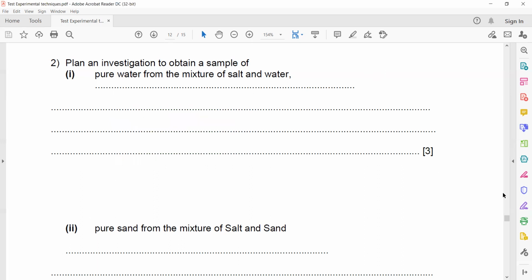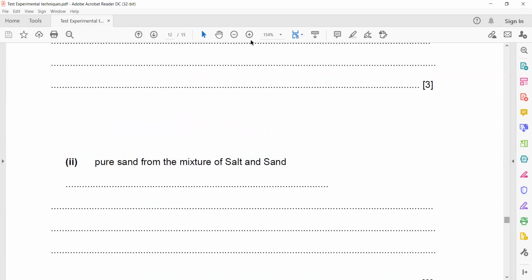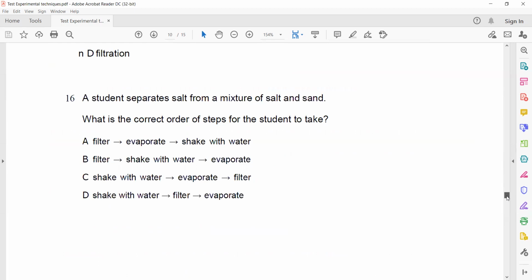Pure sand from a mixture of salt and sand. So this is the same as the MCQ, the last one, MCQ 16 was there. As you can see, we have a mixture of salt and sand. So what we did, we first shake with water, we filter to remove the sand, and we evaporate to remove the salt.